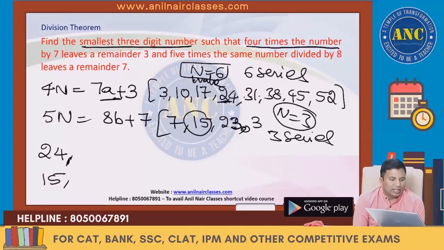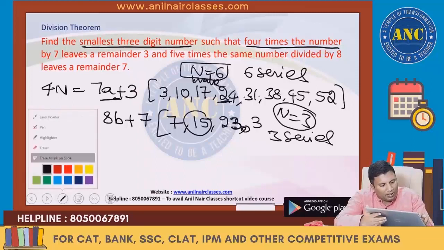Any doubt till here? 4n is 7a plus 3. 5n is 8b plus 7. 4n is 7a plus 3. N is 7, right?